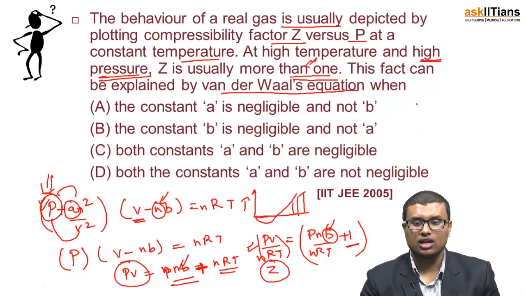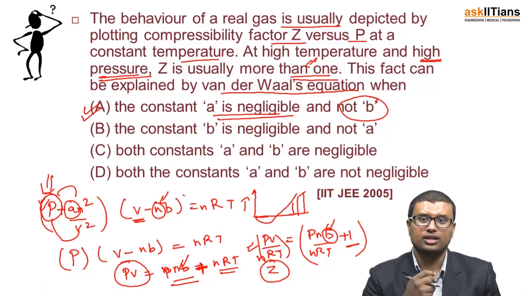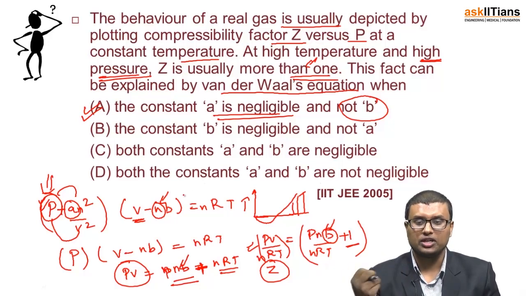So what will be the answer now? This fact can be explained by the van der Waals equation when the constant a is negligible, not b. So a is the correct answer. So here it's a simple question relating the van der Waals equation to your understanding of the compressibility factor and what is happening at higher pressures. Only the constant b comes into the picture, and a is negligible.